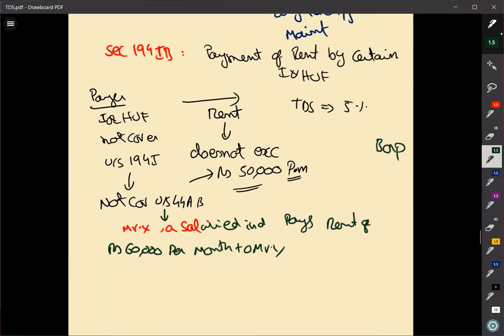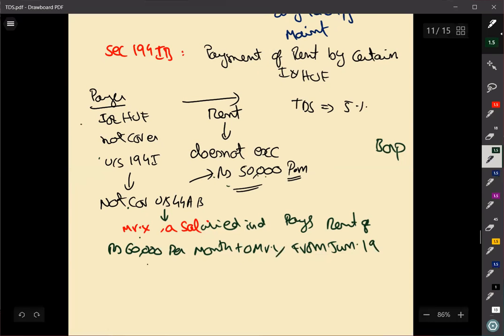From June 2019, this person is paying the rent. Now, is he required to deduct the tax at source? That's the key question we have to consider. What does 194IB say? Whenever any individual or HUF not covered under tax audit pays a rent of more than 50,000 per month, in that case, he needs to deduct a TDS of 5%.